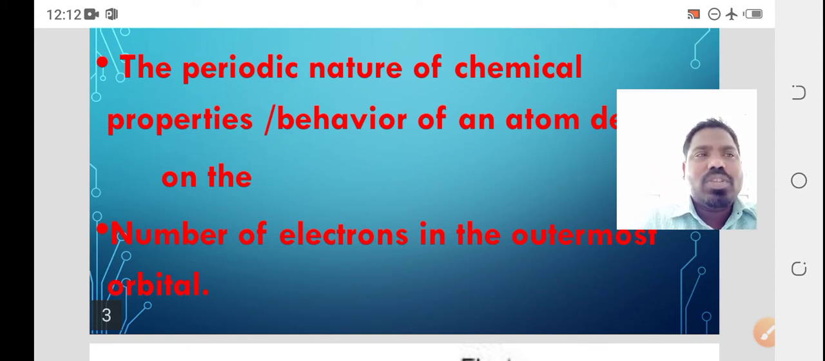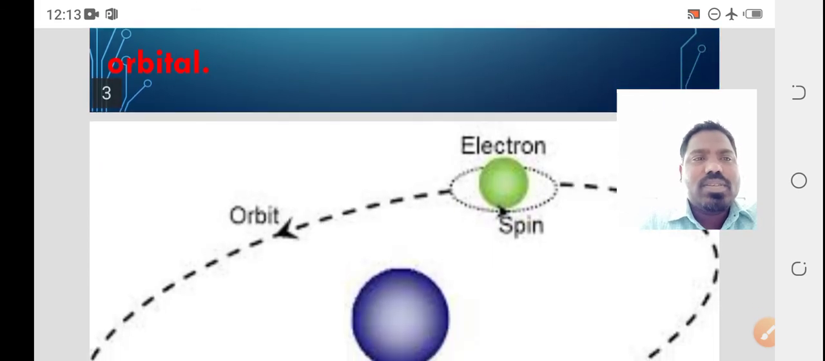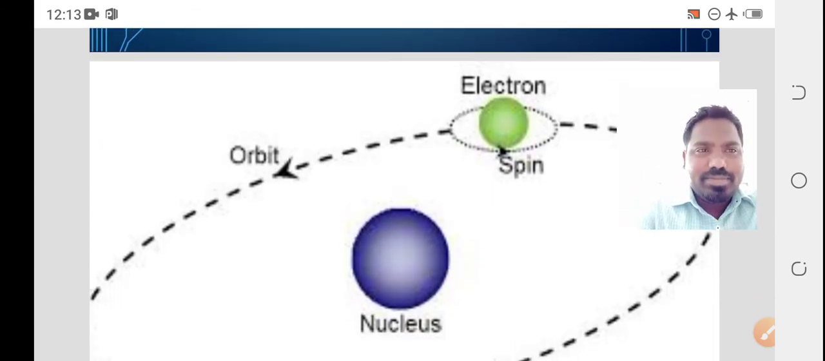So in the outermost orbital, how many electrons are present? Based on the number of electrons present in the outermost orbital, we can know the behavior of the atom. So this is the schematic diagram. Here the nucleus has an orbit, electron and spinning nature. We know very well about this one.